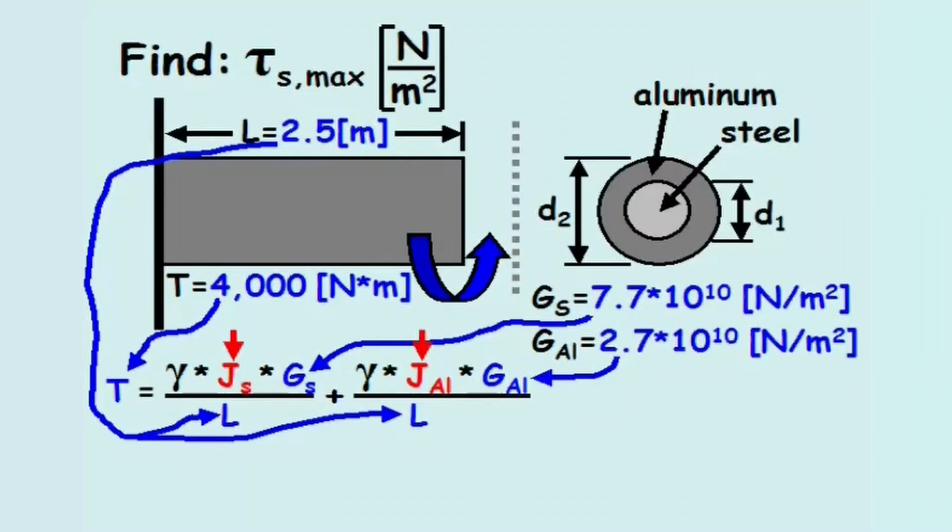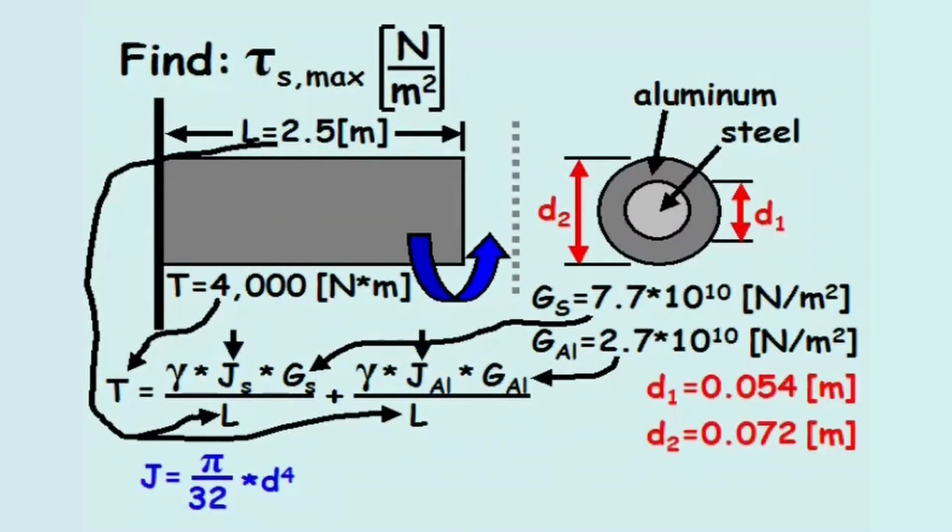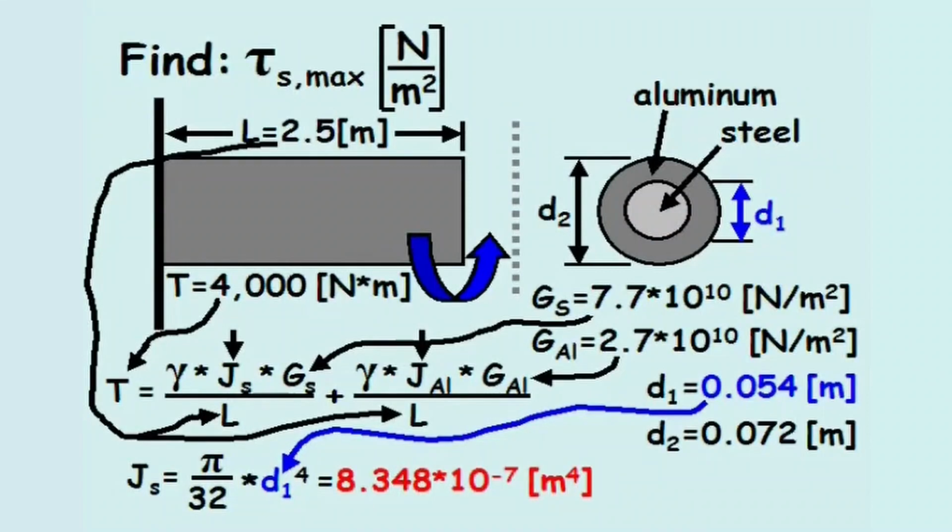The polar moment of inertia for a circular cross-section equals pi divided by 32 times the diameter raised to the fourth power. The problem statement provided diameter 1 and diameter 2 as 0.054 meters and 0.072 meters. Plugging in 0.054 meters in for D, the polar moment of inertia for the steel equals 8.348 times 10 to the negative 7th meters to the fourth.